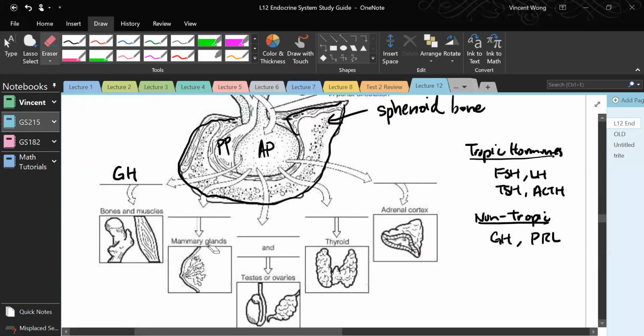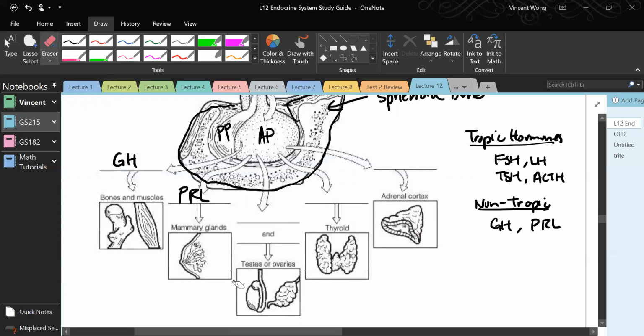What about mammary glands? Which of these would target the mammary glands? The breast, right? Anybody? That's right, the PRL, the prolactin. It will cause it to make milk. Of course, that's only going to happen during pregnancy, and when you're lactating, when you're feeding your baby.